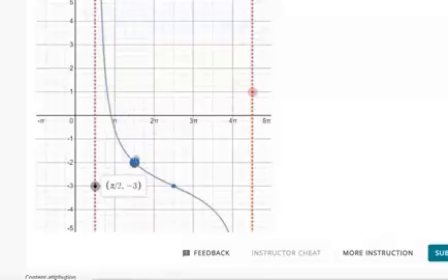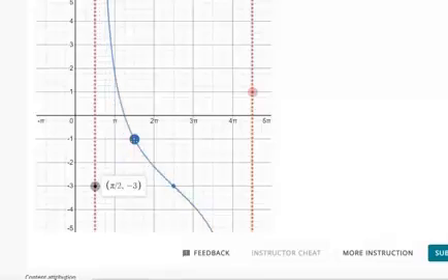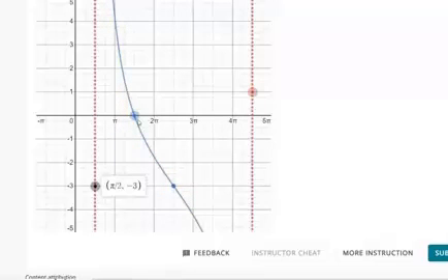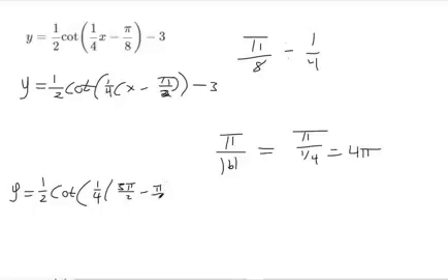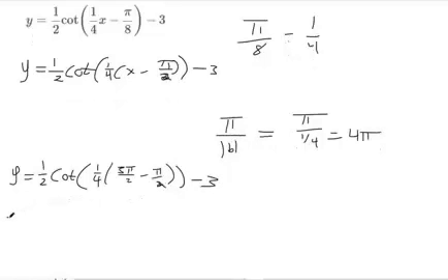And then the last part is this blue dot. It looks like they're looking for 3 pi over 2. So we just need to plug in 3 pi over 2 into this equation to find out what the dot is. Ugly writing, sorry about that.